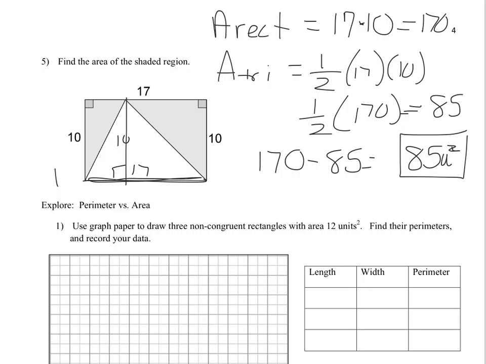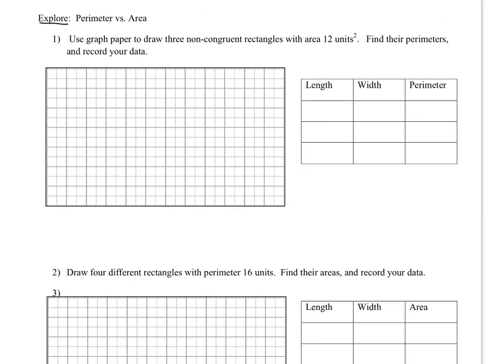Okay, in the next section, this is exploring perimeter and area, and it gives you a good concept of the relationship between the two. So the first thing says, use graph paper to draw 3 non-congruent rectangles with area of 12 units. So I'm going to start my first one that has a width of 1 and a length of 12, and draw that. Here's my first rectangle.